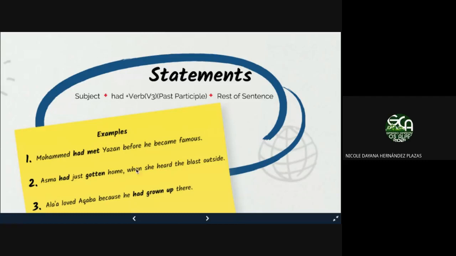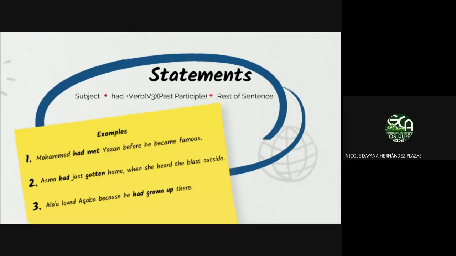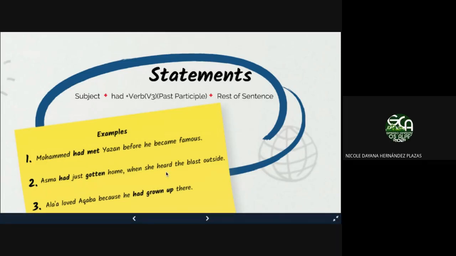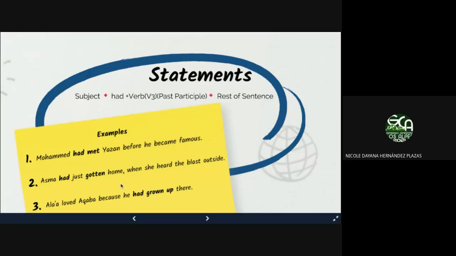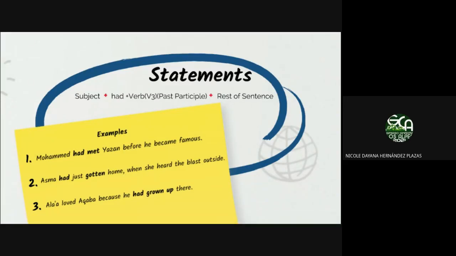Can you see? The same thing happens on this one. Asma, it is a name, not an illness in this case. Asma had just gotten home. Look at this. Miren el ejemplo. Miren el just acá. Había acabado de llegar a la casa. Pero acá no te están dando solo eso, te están dando otra cosa adicional. Un evento que siguió inmediatamente, así que este se convierte en el más antiguo. Asma had just gotten home when she heard the blast outside.